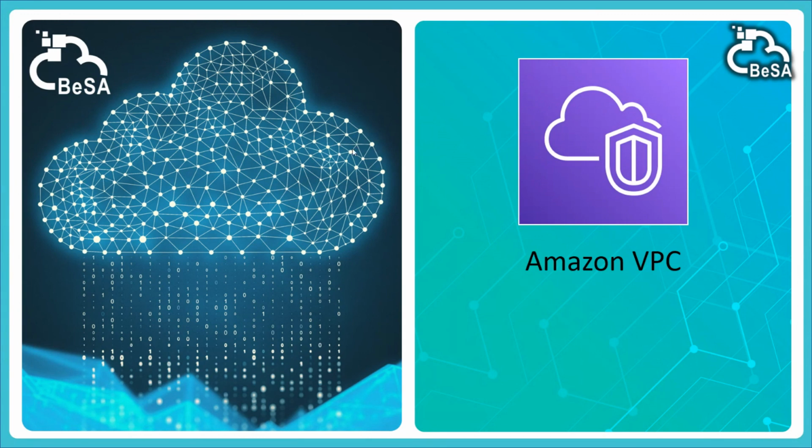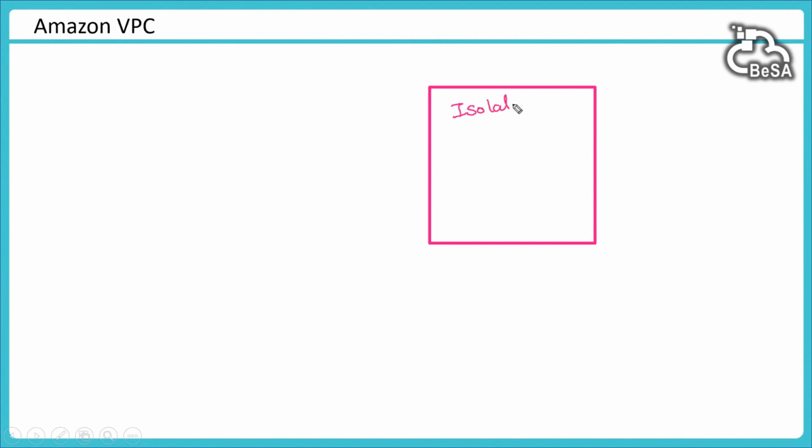Let's focus now on Amazon VPC. What is a VPC and why do we create it? Why do we create it? First reason, we need isolation. So I want to keep my workload isolated. So that's why I would be creating my VPC. Whatever I do within this box won't go outside unless I add those components.